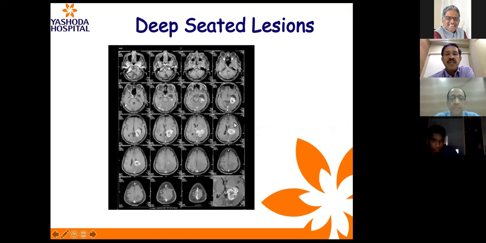Now that's fine as long as we are dealing with extraaxial tumors. What about deep-seated tumors like this? The microscope can't see a tumor which is so deep inside. Once you've done a craniotomy, you will be only seeing the brain surface. So how do you go inside, where to make the incision, where to make the corticectomy to go in?